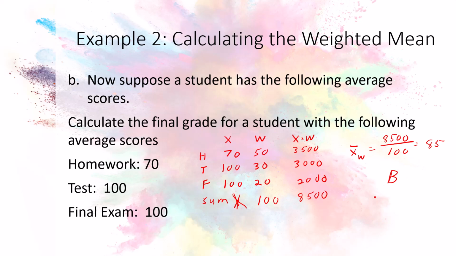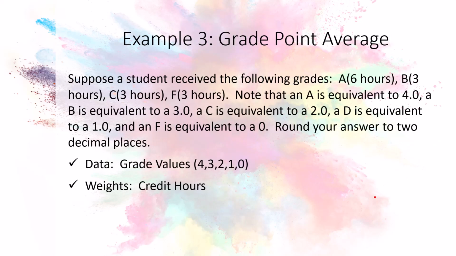And the last example that I have for this video is the dreaded grade point average example. So here, let me read this for you. I know you guys can read, but humor me. Suppose a student received the following grades. A for 6 credit hours, got a B for a 3 credit hour course, a C for a 3 credit hour course, and an F for a 3 credit hour course.